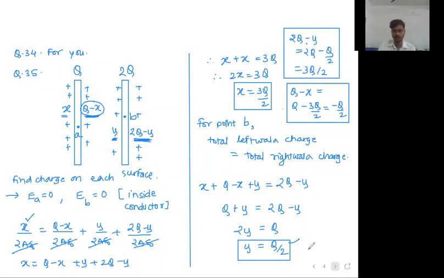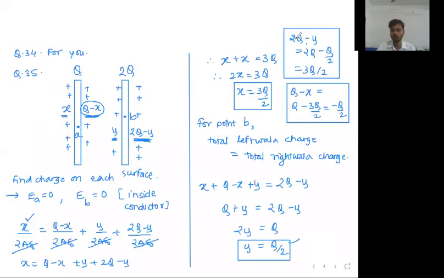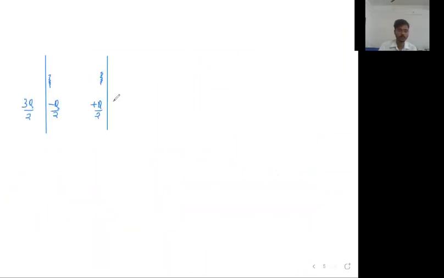So I said it has to be there. You verify it. Don't believe me, you verify it. So remaining charge is 2q minus this charge. Remaining charge is 2q minus y, which is 3q by 2. So let me write here, remaining charge is 3q by 2. That's it. So while solving the questions, I take this as a rule.